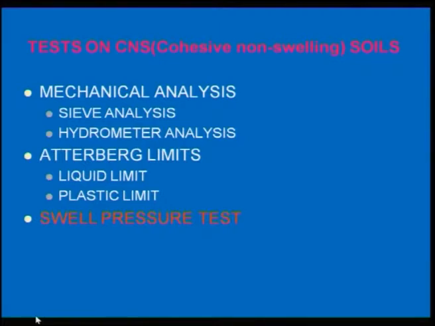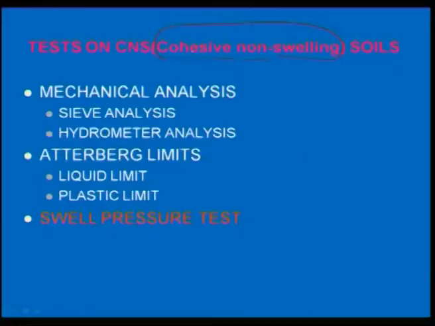Now the next is tests on CNS material or CNS soil. What is CNS? CNS is cohesive non-swelling soil: C for cohesive, N for non, S for swelling. We do tests on cohesive non-swelling soils, which are generally used for irrigation projects. So, mechanical analysis: we do sieve analysis and hydrometer analysis, Atterberg limits, liquid limit and plastic limit, which have been discussed, and the swell pressure test.